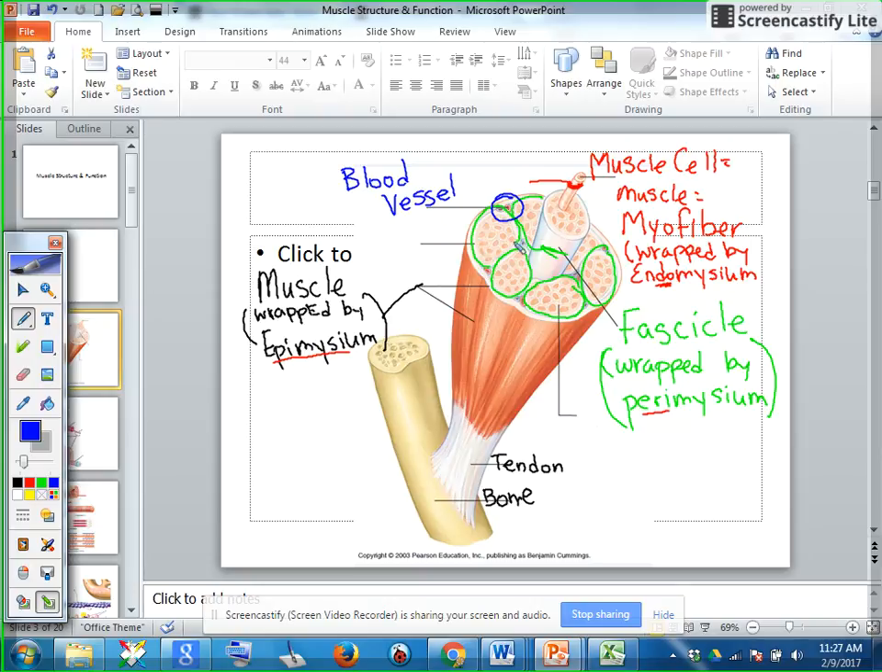What allows this muscle to contract? Well, this muscle is connected to some type of nerve. We don't see that in this picture.